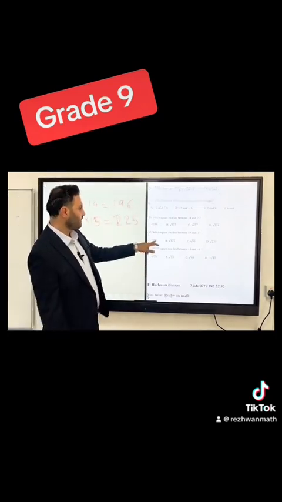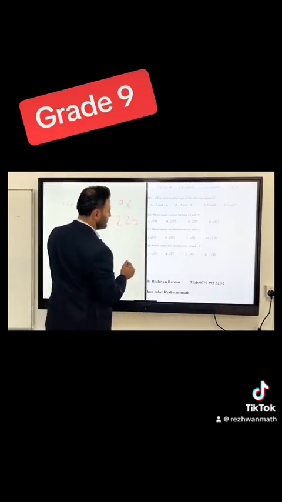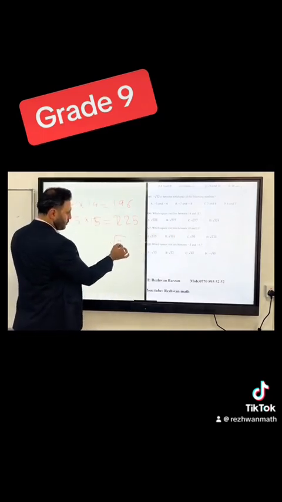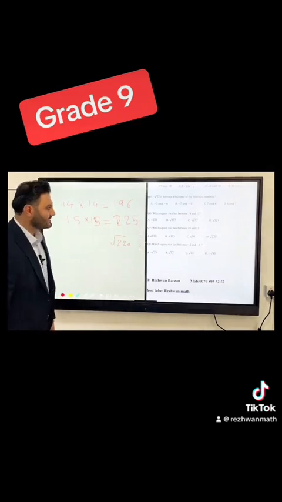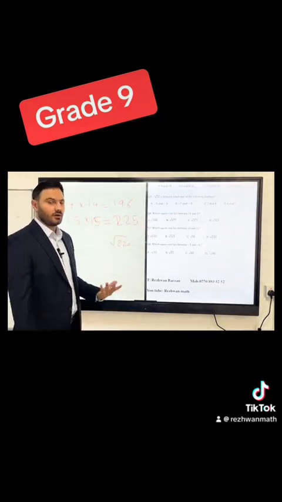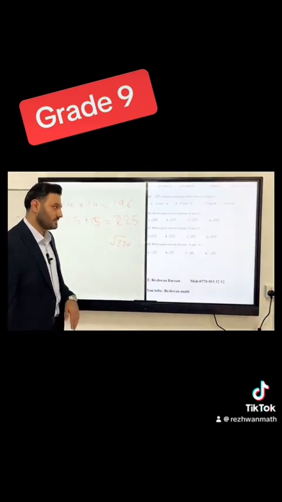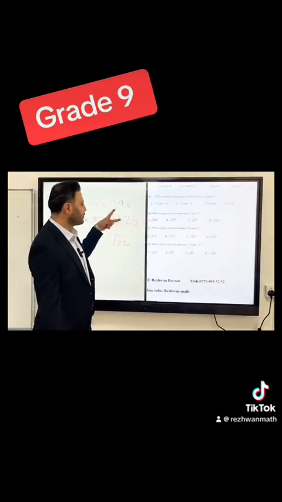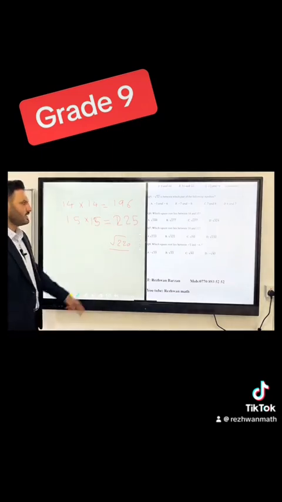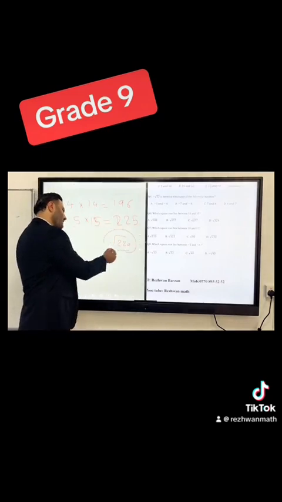So we can say it's 220. Is it correct? Question B is 220. Now, is 188 between 196 and 225? No, because it's less than both of them. And 277 is greater than both of them, it's not correct. 324, it's greater than both of them. Now we can say 220 is between 196 and 225. So it's the right answer.